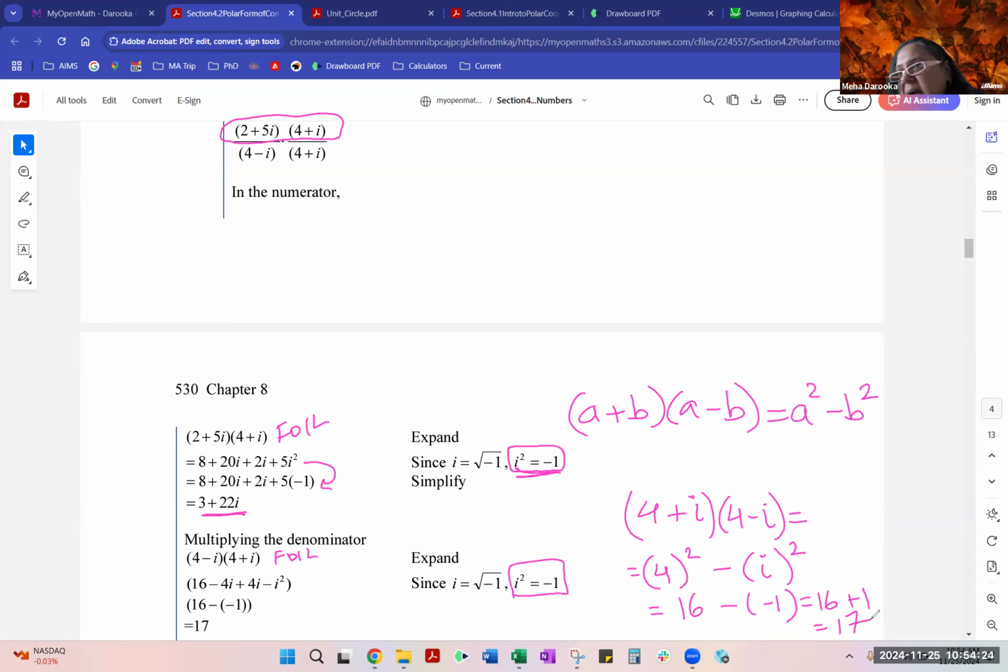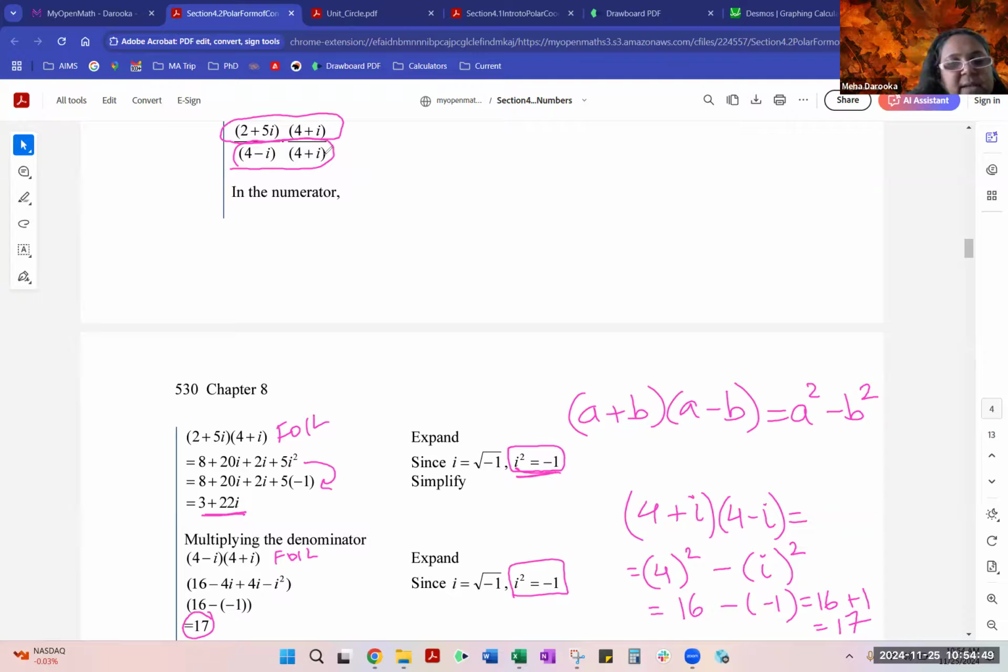So you no longer have complex numbers on your denominator. It just becomes a real number of 17. So this is why we multiply with the complex conjugate. So if you have 4 minus i on the denominator, multiply your fraction by its complex conjugate, 4 plus i, and you have gotten rid of the complex number on your denominator.